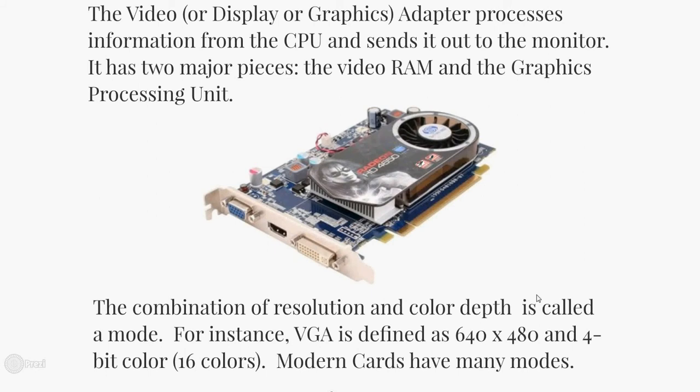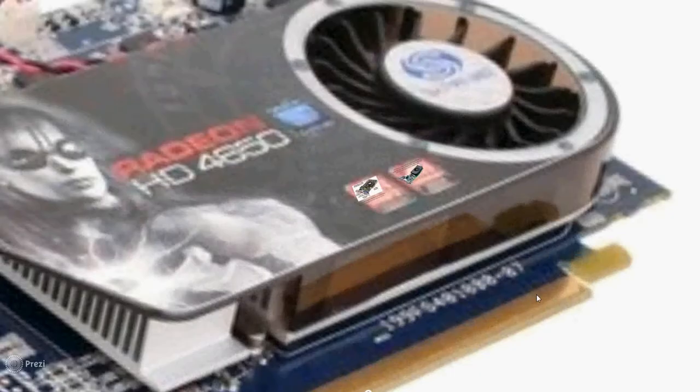Onto the inside of the computer. The video or display card or graphics card process information from the CPU and send it to the monitor. It has 2 major pieces, the video RAM and the graphics processing unit, or GPU. The combination of resolution and color depth is called a mode. For instance, VGA is defined as 640 by 480 and 4-bit color. 4-bit color translates to 16 colors. Modern cards have many modes, and all of them are better than VGA.